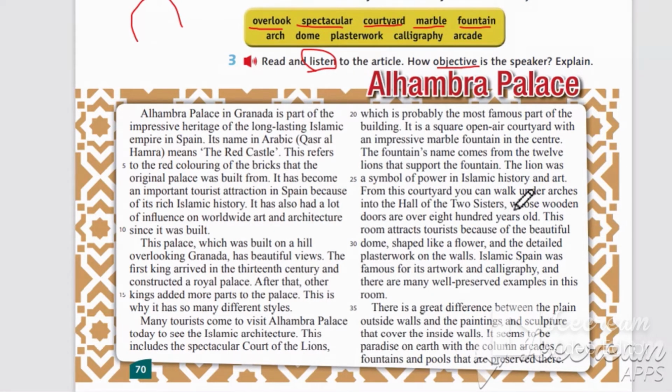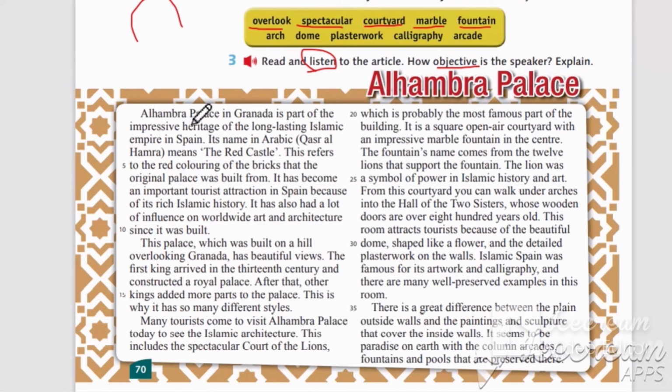From this courtyard, you can walk under arches into the Hall of the Two Sisters, whose wooden doors are over 800 years old. This room attracts tourists because of the beautiful dome, shaped like a flower, and the detailed plasterwork on the walls. Islamic Spain was famous for its artwork and calligraphy, and there are many well-preserved examples in this room. There is a great difference between the plain outside walls and the paintings and sculpture that cover the inside walls. It seems to be paradise on earth, with the column arcades, fountains, and pools that are preserved there.